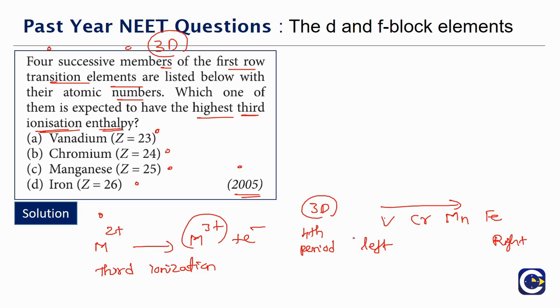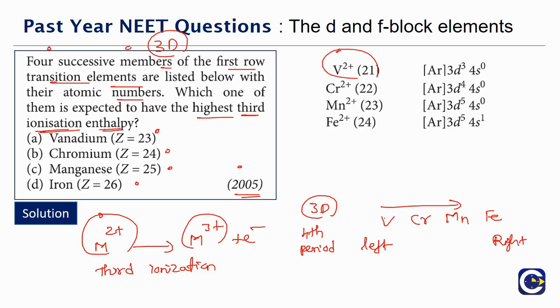abnormalities. So let us look at the electronic arrangement of the divalent ions of these elements. Vanadium 2 plus will have an arrangement of 3d3. Chromium 2 plus will have 3d4. Manganese 2 plus will have 3d5. Iron 2 plus will have 3d6. Now if you look at it, manganese 2 plus has the most stable structure, 3d5, because to remove an electron you have to disturb the 3d5 structure.